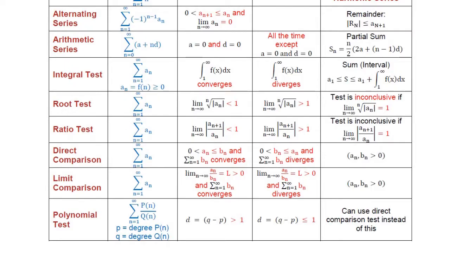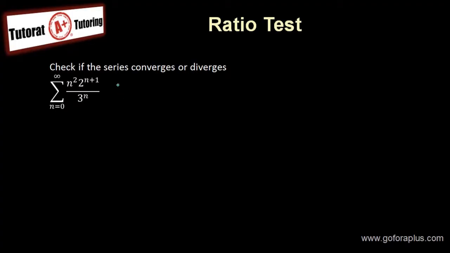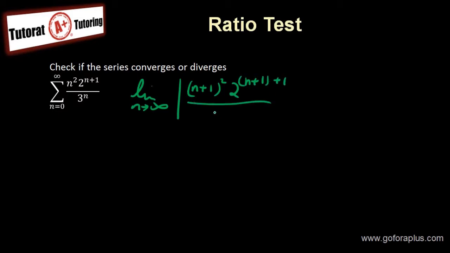it's converging or diverging. Now, in this case, what I'm going to do is take the limit as n approaches infinity of the next term. What that means is basically replacing all the n by n plus 1: (n plus 1) squared, 2 to the power of n plus 1, over 3 to the power of n plus 1, and divided by the current term, which is n squared, 2 to the power of n, over 3 to the power of n.